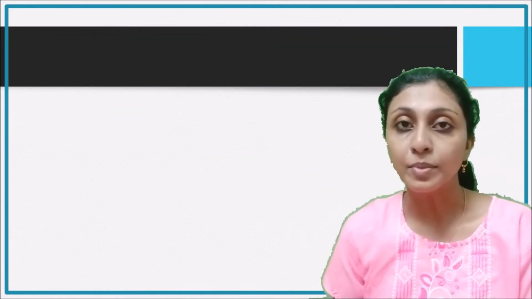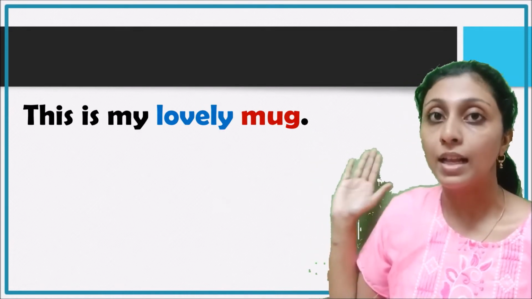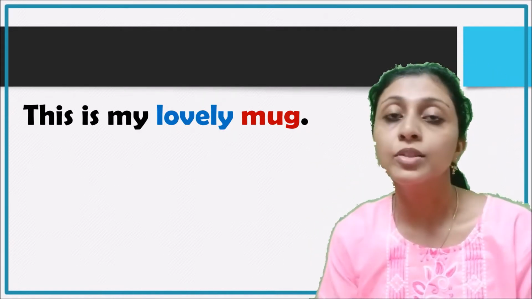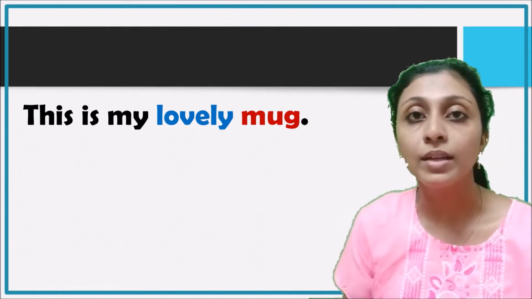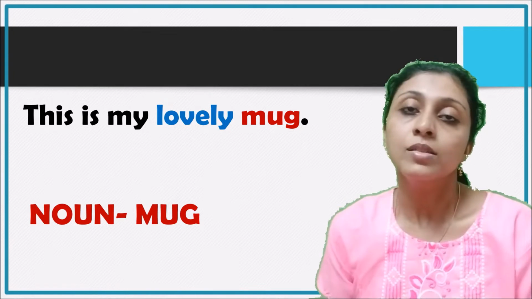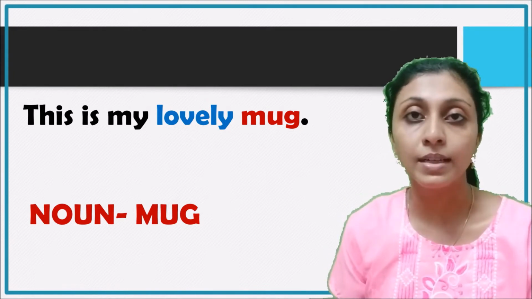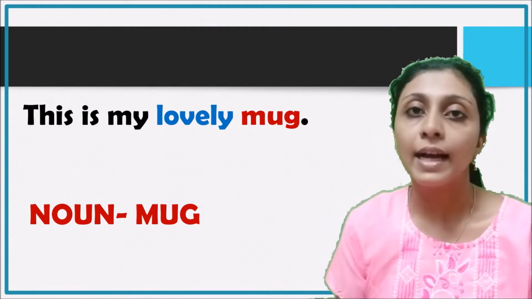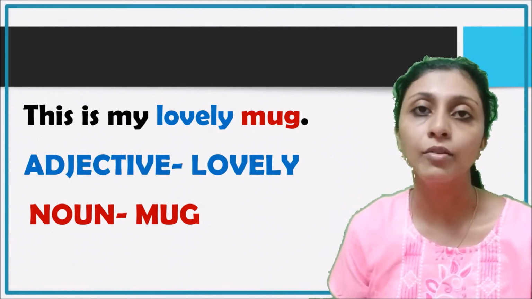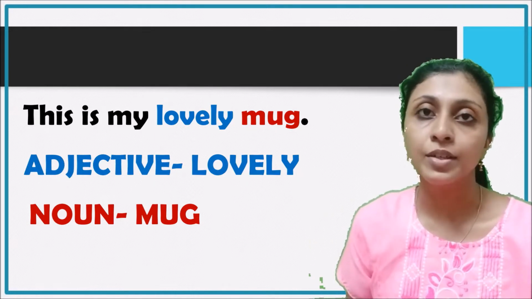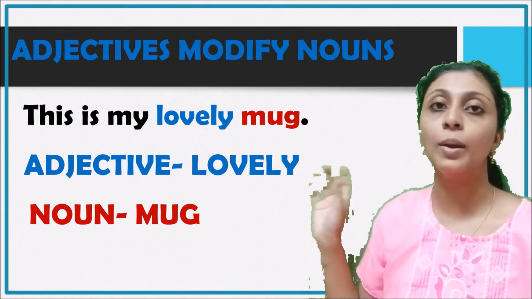Let's start with a simple example. This is my lovely mug. First, you need to find the noun. So in this sentence, the noun is mug. So what is the word that describes the word mug? Mug is a noun, and therefore the adjective that describes the word mug is lovely. Now you may find that the adjective lovely is modifying only the noun mug.